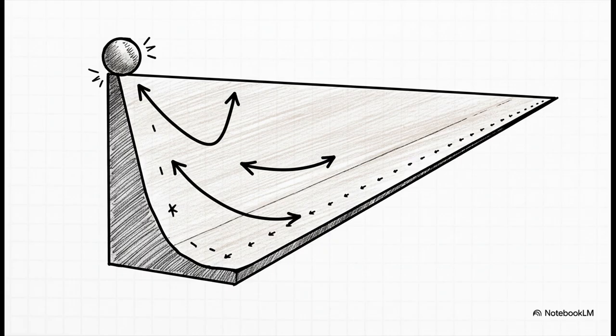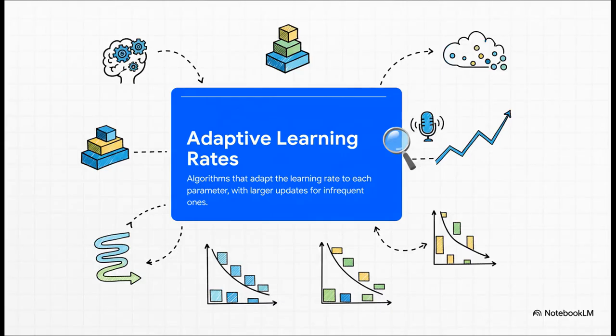It would take forever. Clearly, a one-size-fits-all approach just isn't going to cut it. We need to adapt. And that's exactly where adaptive learning rates come into play. The idea is simple but powerful. Instead of one learning rate for the whole model, we give every single parameter its own personal learning rate. And this was a total game changer, especially for things like understanding language.